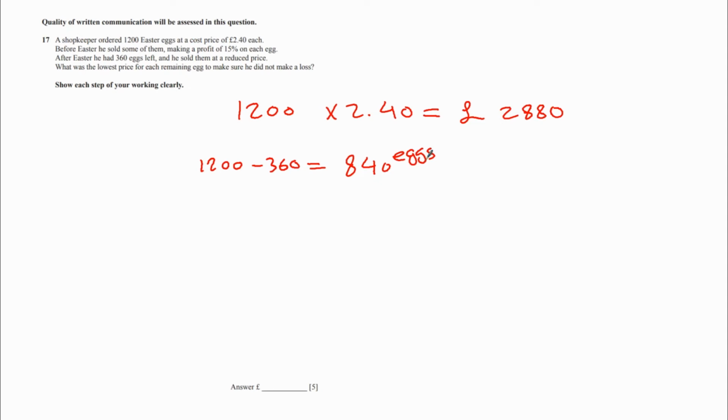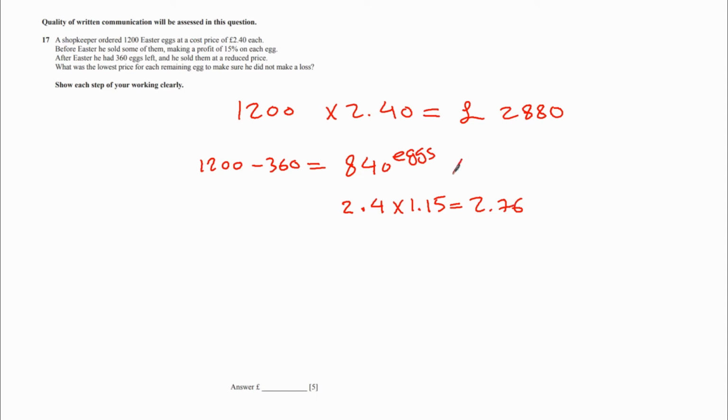So basically he sold each egg 15% higher than the buying price. If you refer to one of the questions again on this exam paper, we can say that the selling price was 2.4 times 1.15, which is 15% added to 2.4. So if I do this in here, 2.4 times 1.15, it is 2.76. So we sold 840 eggs at a price of 2.76.